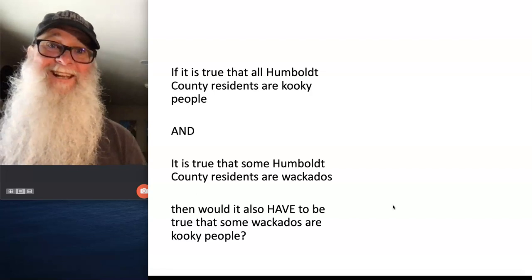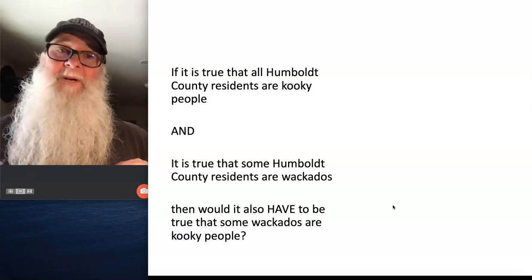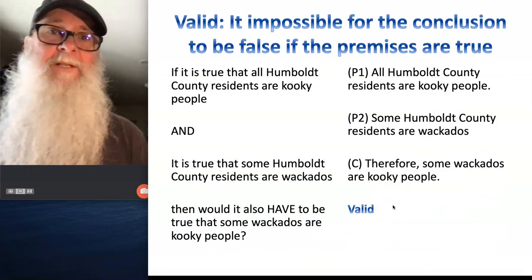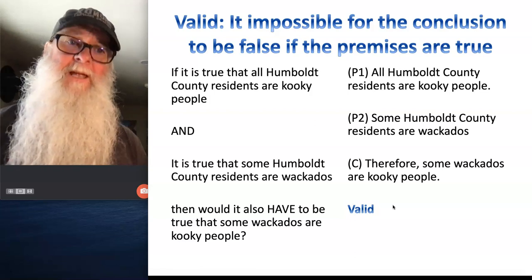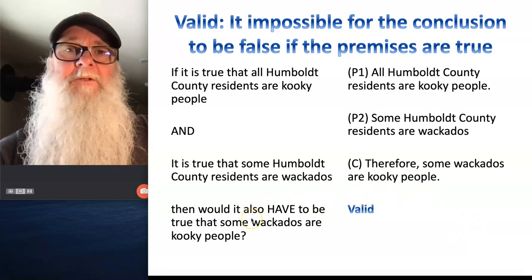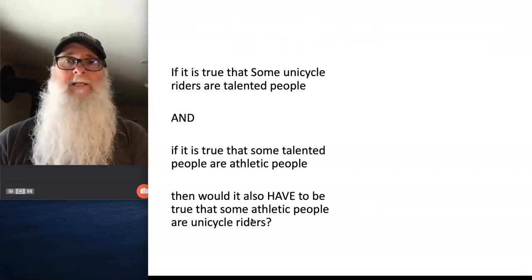And the answer is yeah, because if all Humboldt County residents are kooky people and some of those same residents are wackadoos, that means there's some wackadoos who are kooky people. So again, we've got a couple of statements that we can present as premises and a conclusion, and we know this is a valid argument because there's no way for the conclusion to be false when we assume the premises are true. All right, last one.